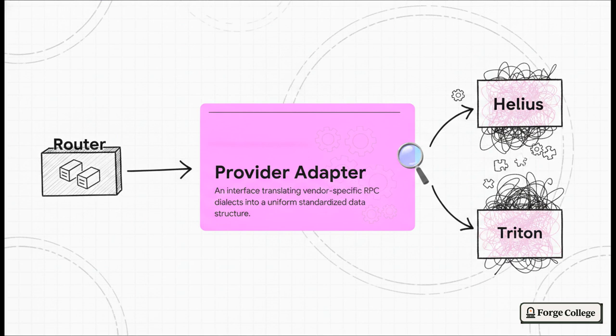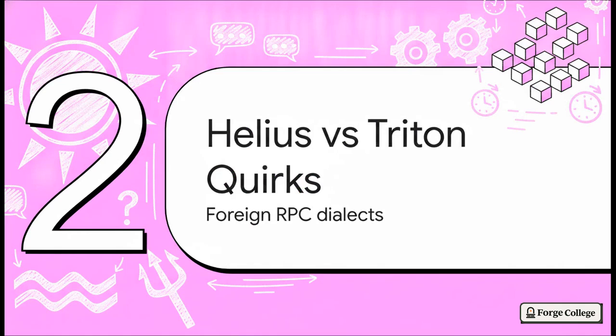So our solution? The provider adapter. It's basically a mechanical software interface that translates those messy, vendor-specific RPC dialects into a nice, uniform, standardized data structure. Because think about it. If our router tries to talk to Helius and Triton directly, our beautiful, pristine codebase instantly turns into this tangled, unmaintainable nightmare of if-else statements. By using this adapter pattern, we normalize everything. The router just speaks one standardized language to the adapter, and the adapter handles all the messy translations behind the scenes. Which brings us to Section 2, Helius versus Triton quirks.